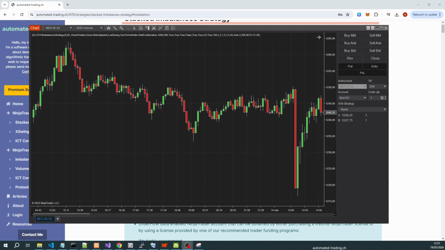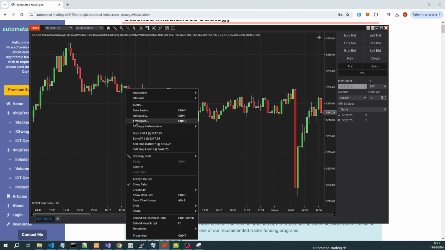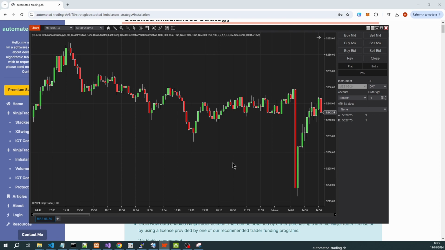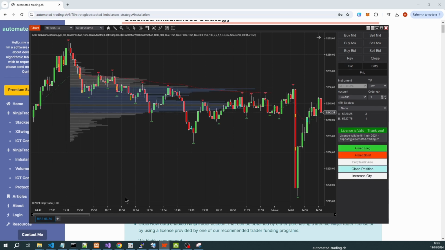Okay, so let me explain a little bit the logic behind the strategy. So this strategy is based on imbalances on volume between the ask and the bid side. So if I enable this strategy here, I will show you a quick example of what I mean by imbalances. It's loading. It's okay.